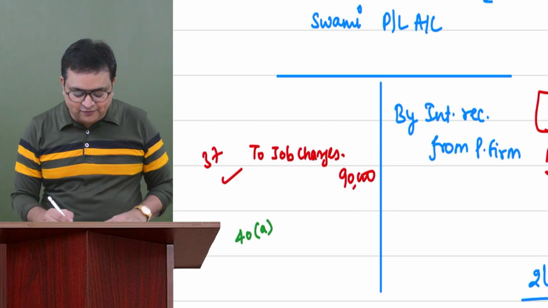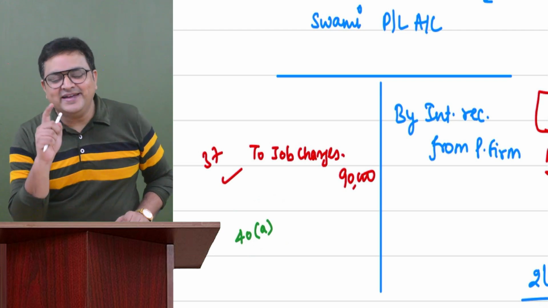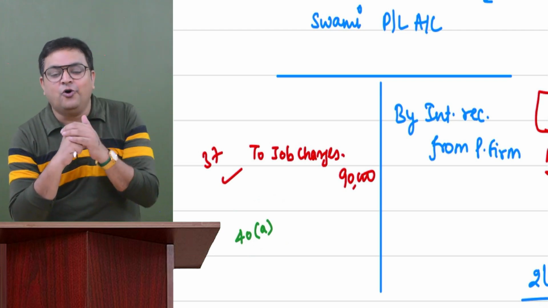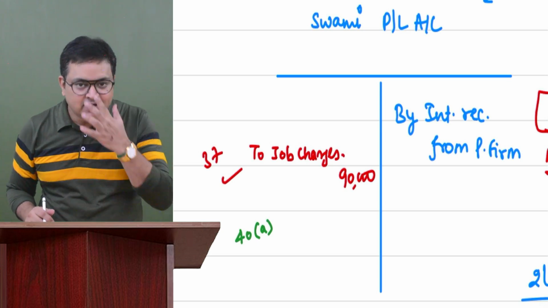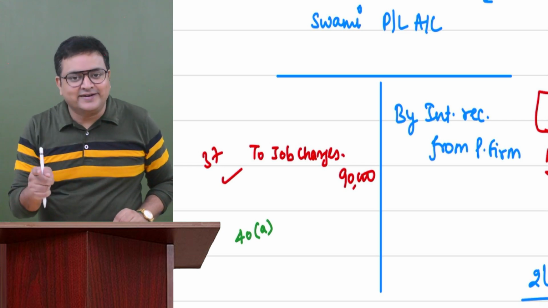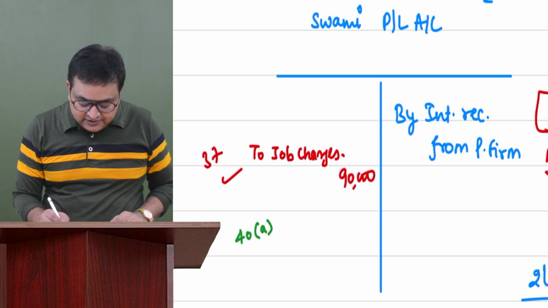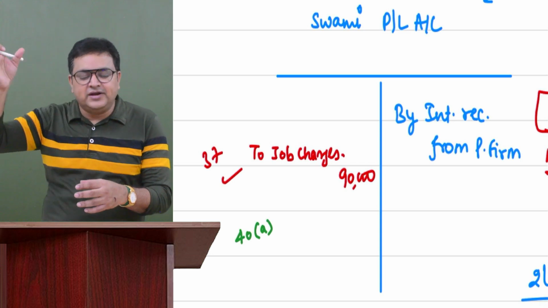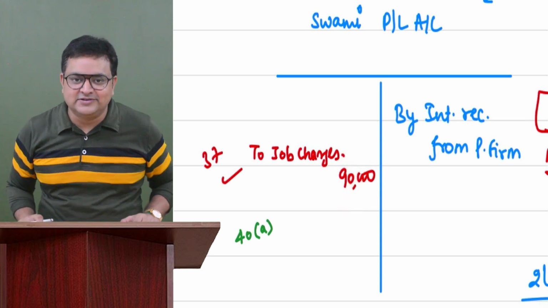Because we understand section 40(a)(i) also says, please revise this 40(a)(i) also. Section 40(a)(i) says that if you are making a payment to a non-resident, or a payment outside India, and on which TDS is required to be deducted, and you have not deducted the TDS, then we will disallow 100% of the expenses. So if they had mentioned that this job worker is a non-resident, sitting outside India, then I would have disallowed the entire 90,000. Then 100% will be disallowed in such cases.